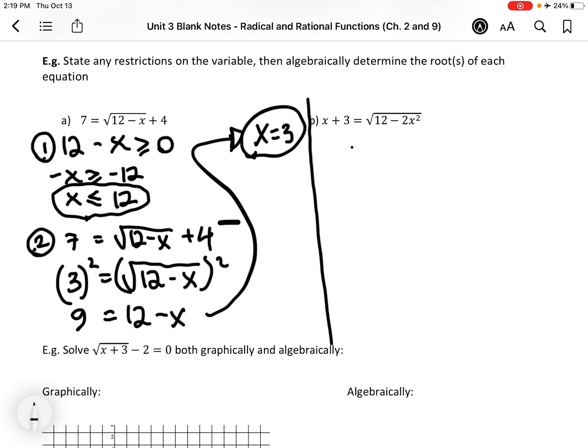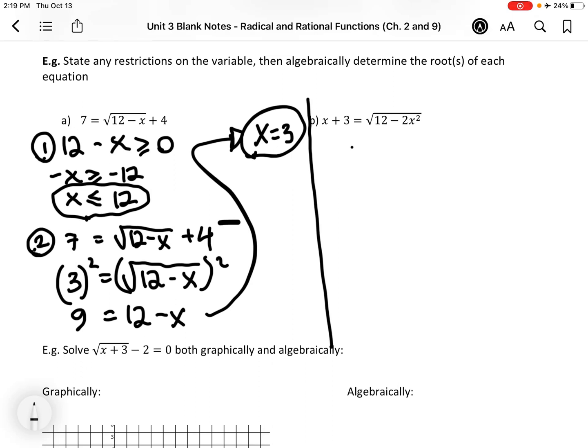But sometimes you will get solutions that even meet those restrictions and they still don't work, because what you'll end up with is the left side and the right side having the same magnitude, but being negatives of each other. So you might have one side equaling negative 5 and one side equaling 5, for example.